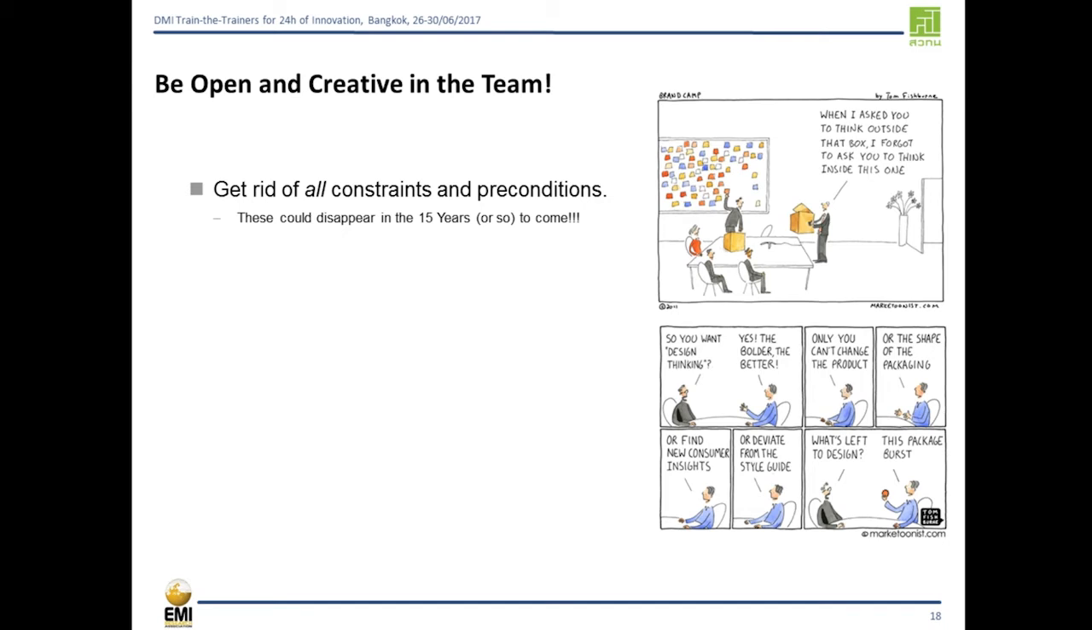And this is always very difficult with industry in particular. You immediately have arguments like this one: when I ask you to think outside that box, I forgot to ask you to think inside this one. So immediately you have some additional constraints, especially with cost and with organization. It has to fit in this business unit and all this kind of stuff, which is really difficult to take into account.